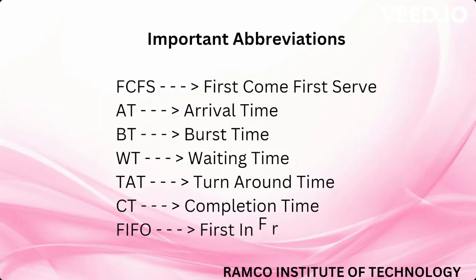The important terms used in CPU scheduling. FCFS, that is first come first serve. AT is arrival time. BT means burst time, that is execution time. Then WT is waiting time. TAT is turnaround time. CT is completion time. FIFO, first in first out.